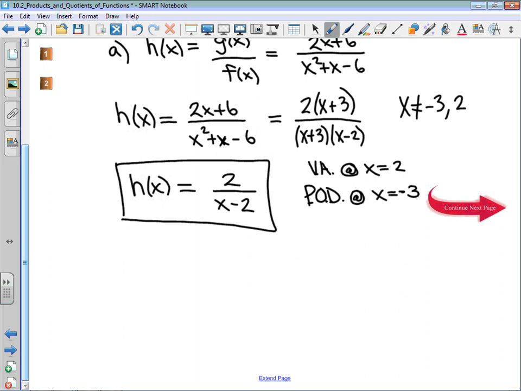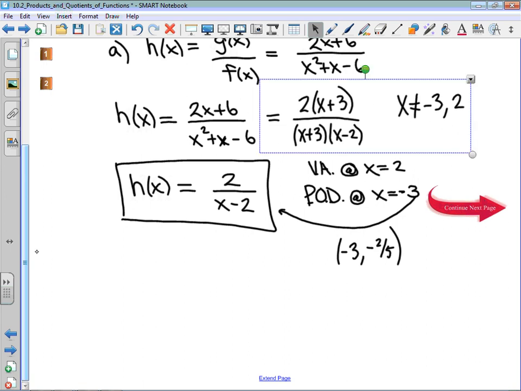And if we wanted to know exactly where that point of discontinuity occurred, I could put -3 into my simplified function, and it would be at -3 comma, looks like that's going to be -2/5. And we'll see that on the graph in a minute here. Now, when they do the table of values, they are going to write h of x as 2 over x minus 2, but you'll see that they still include this restriction, that x cannot be equal to -3 or 2.